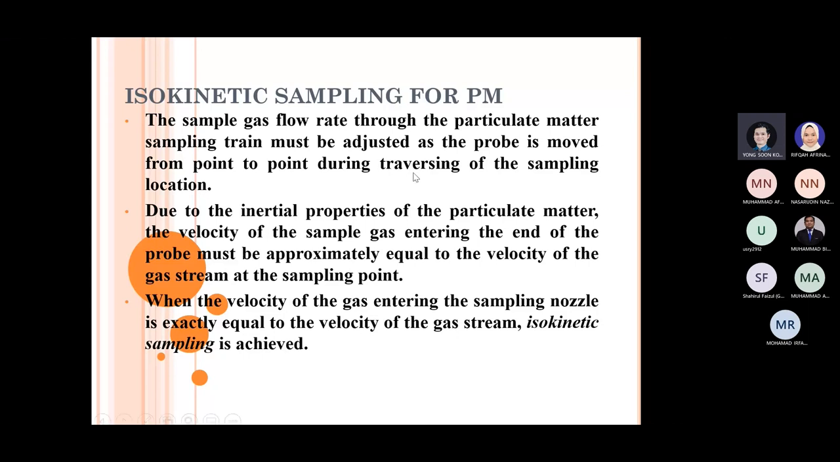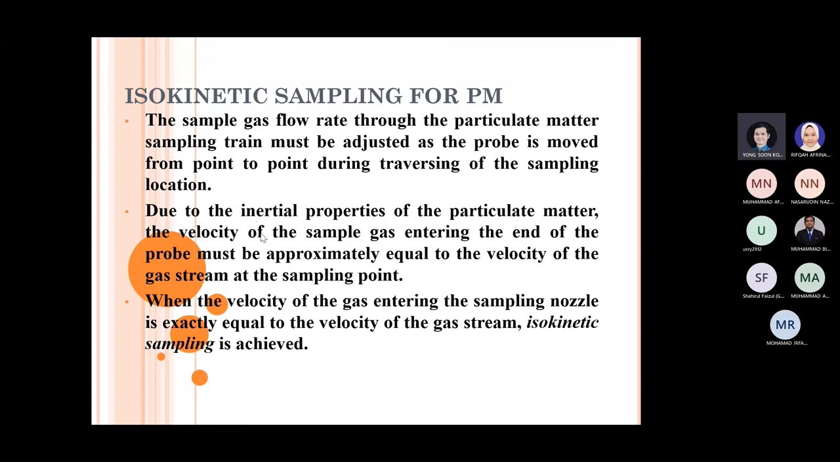So that's why they say traversing of sampling location. You only move to sampling point based on the requirement. It's not fixed. Now, there is a thing about particulate matter is that they have weight. Particulate matter, of course, they have mass. They have weight. So because of that, it exerts a little bit of inertial properties. And they say that these inertial properties might influence the velocity of gas coming into the probe.